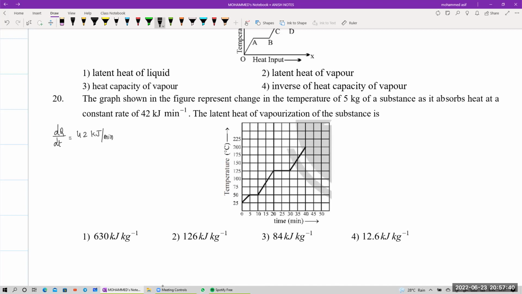So that means Q is equal to how much, Varni? Q is equal to M into L. So we need to calculate the value of Q.